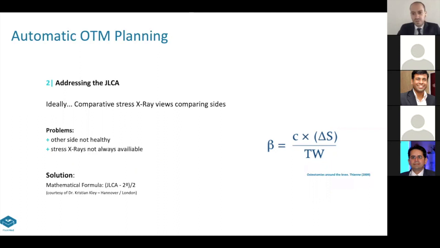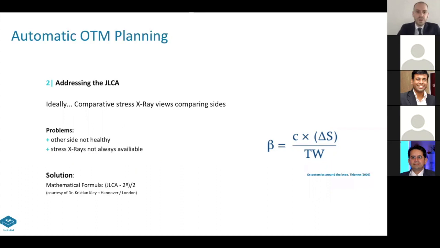So we took this formula that is on the left, on the right screen, we adapted it, and we took into account the mathematical formula that Dr. Christian Clay also has spoken of, and we incorporated that into the automatic osteotomy tool.